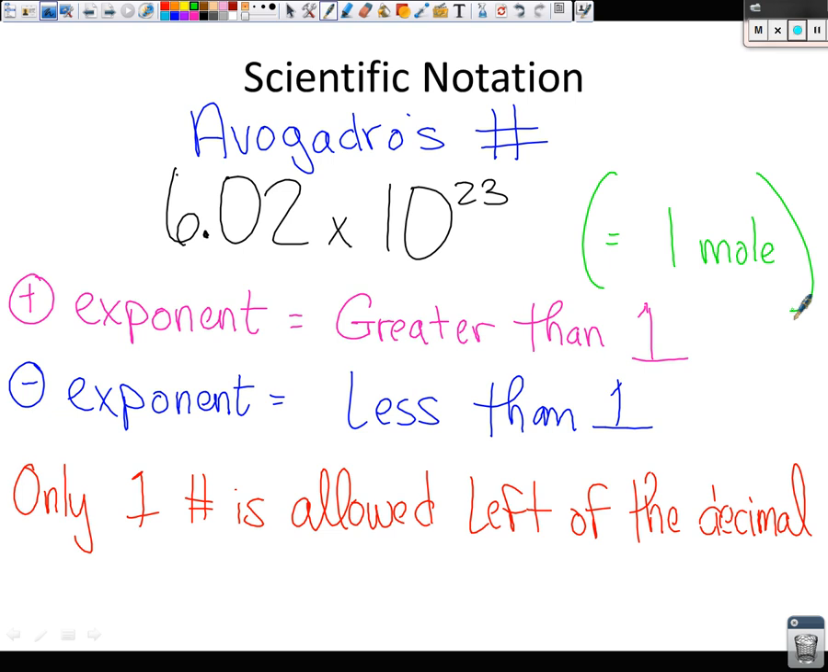Now, does this number match our rule in red? Yes. There's one number to the left of the decimal. We're good with that. Number 2, which other rule does it now follow? Is this number really, really big or really, really small? It is really, really big. The way we know that is because the exponent is positive. Now, Reagan, you said it again. I said that if it's a positive exponent, it's greater than 1. If it's a negative exponent, it's less than 1.